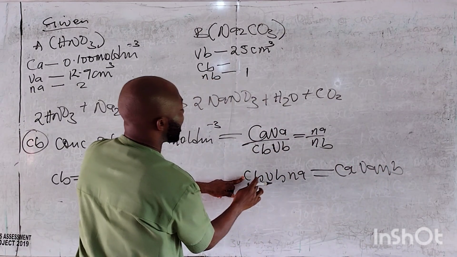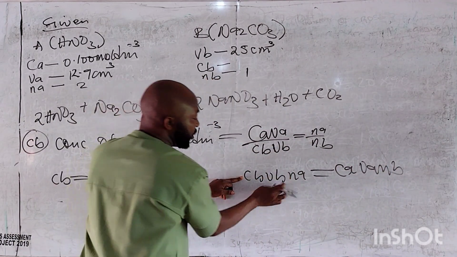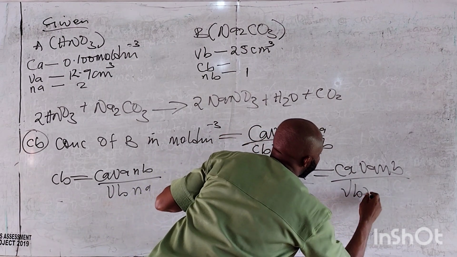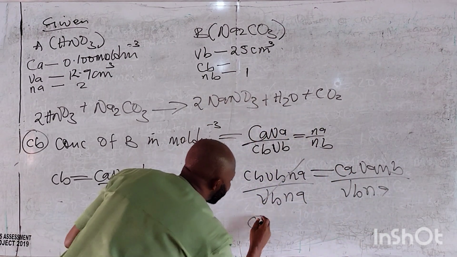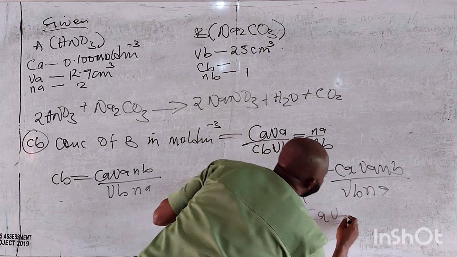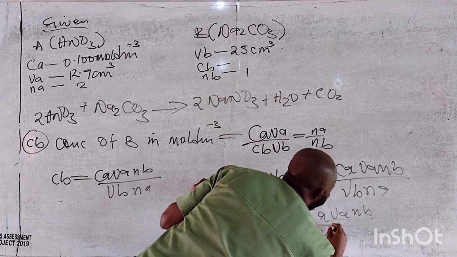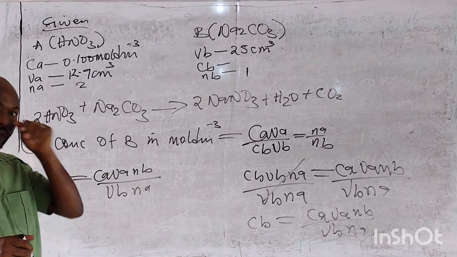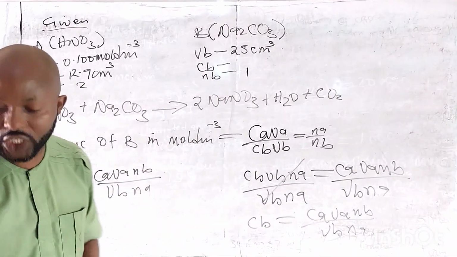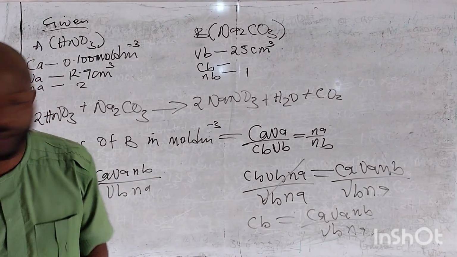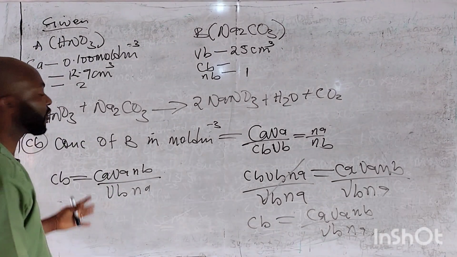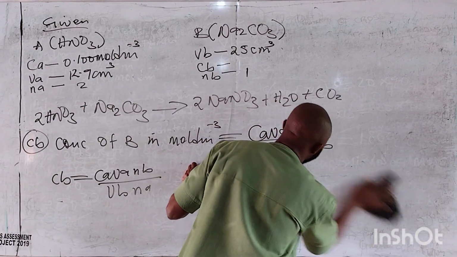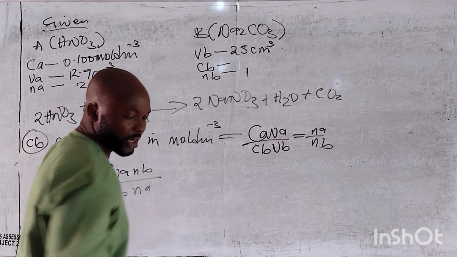Now I'm looking for CB. I divide both sides by what is close to CB, which is VBNA. When this cancels out, my CB is equal to CAVANB over VBNA, which we have here. So you should know how to make the variable you're looking for the subject whenever you are required to. In this case, I have to substitute the variables inside. Let me take this out, just showing you how we get here.